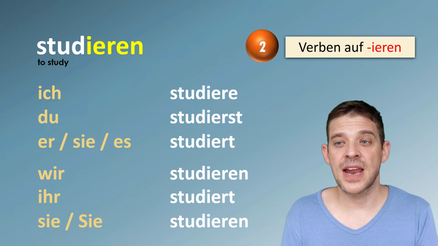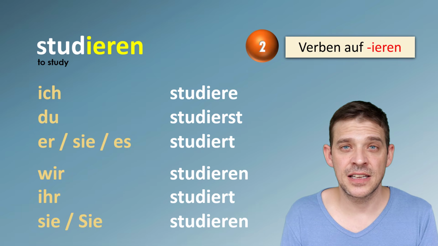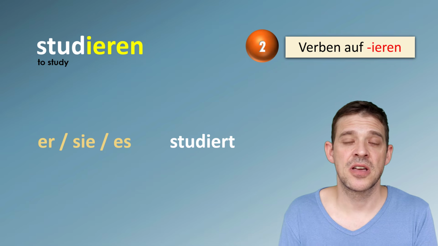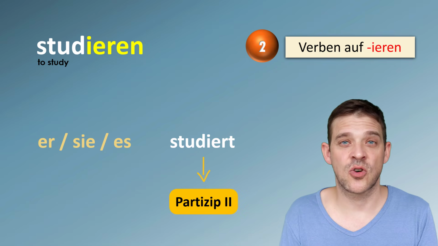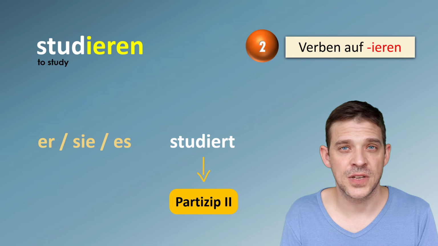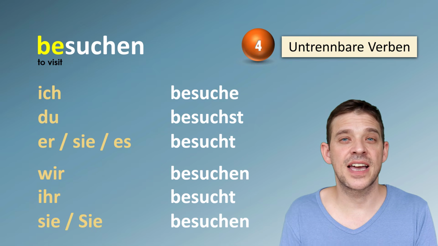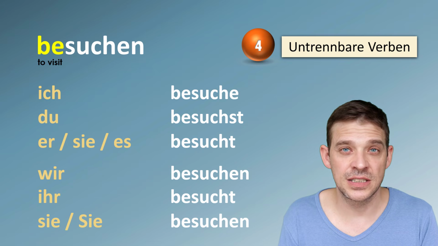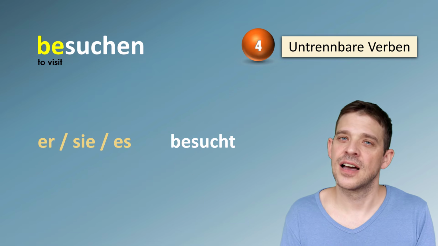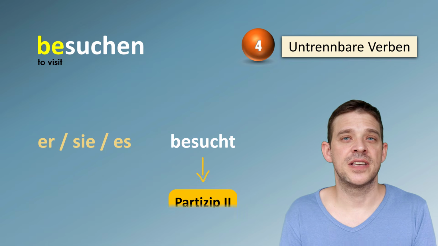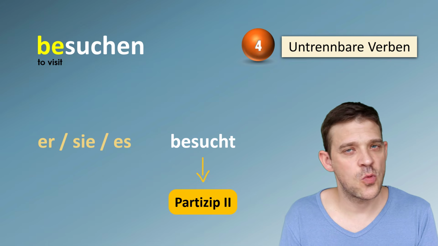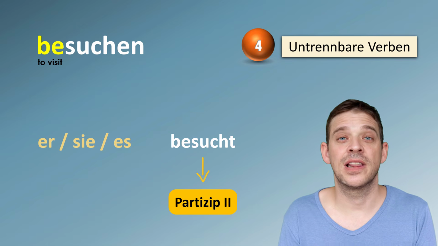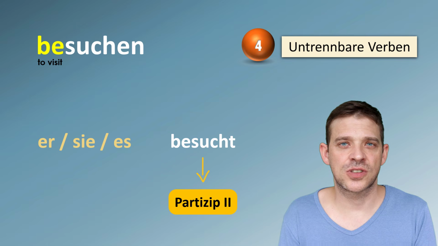Let's look at Verben auf ieren. This is actually even simpler. You just take the third person singular conjugation, sie, es studiert, and this is already the PP. Also for untrennbare Verben, inseparable verbs, zum Beispiel besuchen, sie, es besucht, and here as well, you already have the PP. So this third person singular conjugation in present tense will help you make shortcuts to build the PP.